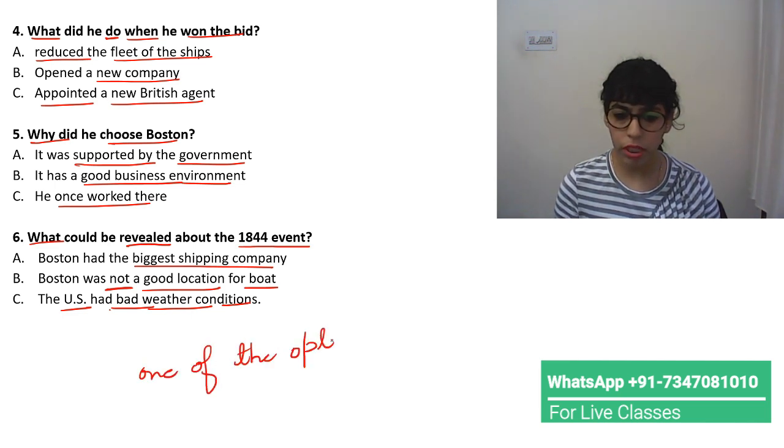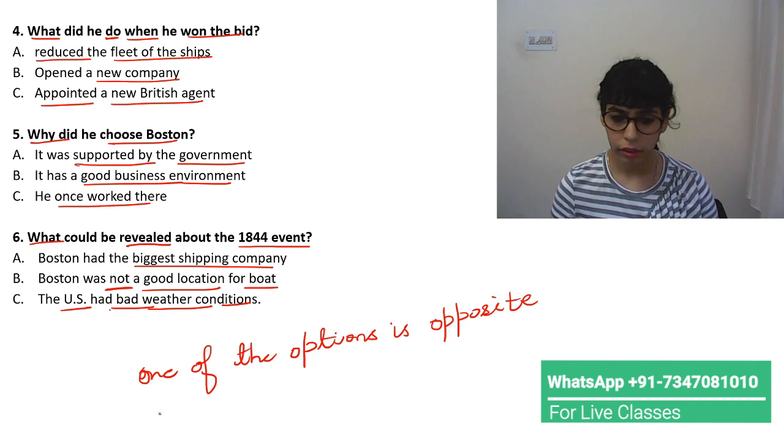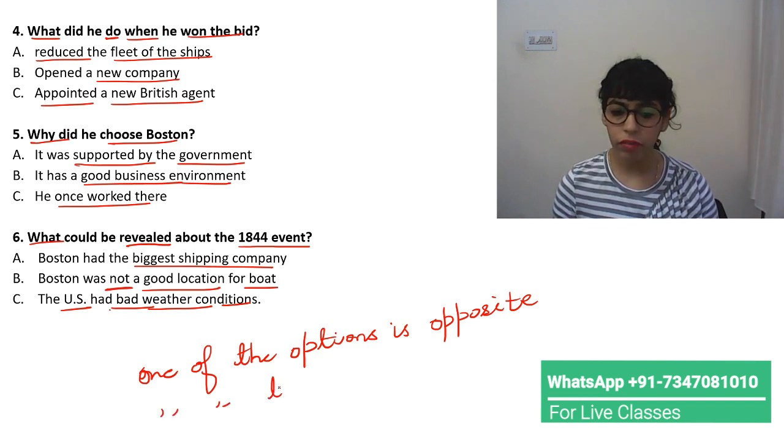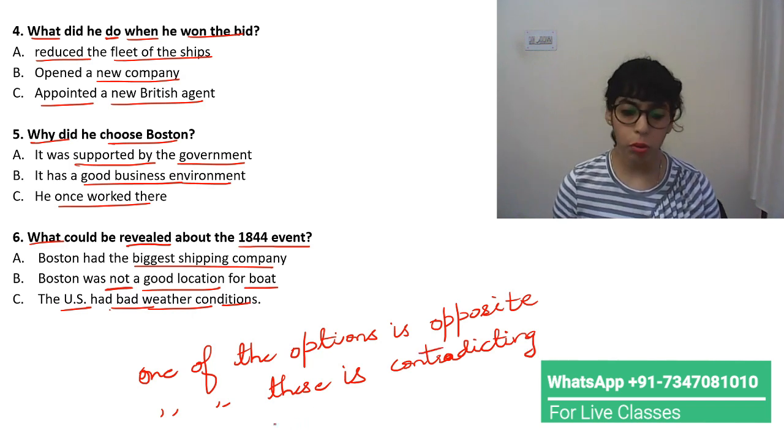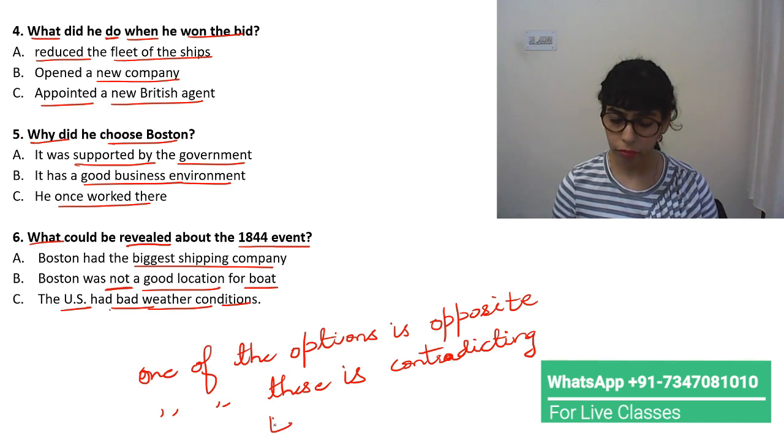One of the options is opposite. One is contradicting, okay? One of these is contradicting. And the last one is correct. In multiple choice questions, we have to take care of, okay, so one is correct.